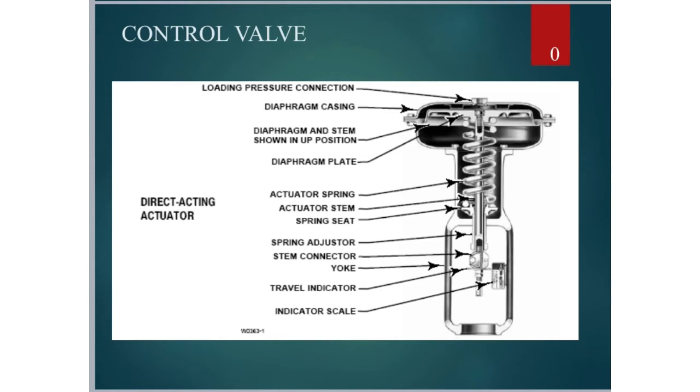Its parts are loading pressure connection, diaphragm casing, diaphragm and stem shown in up position, diaphragm plate, actuator spring, actuator stem, spring seat, spring adjuster, stem connector, yoke, travel indicator, indicator scale.